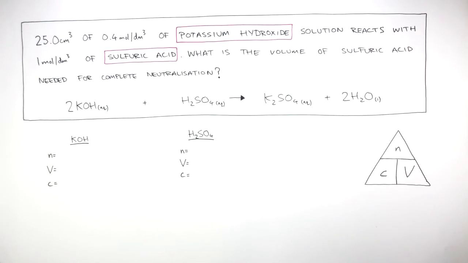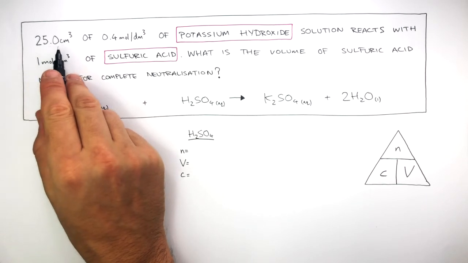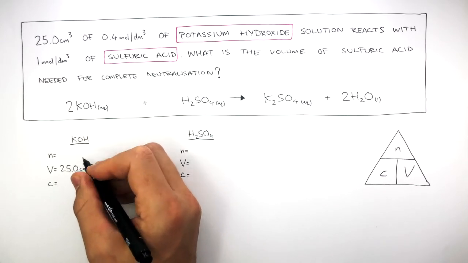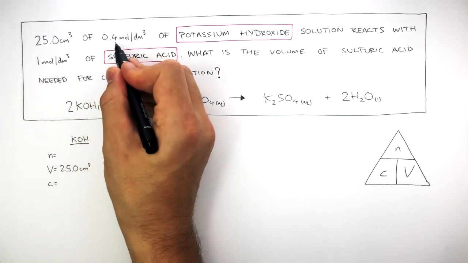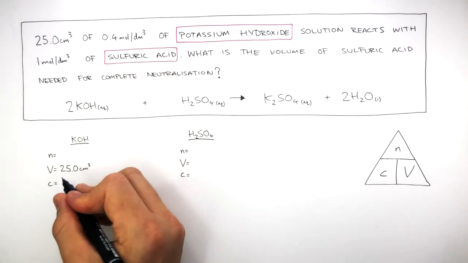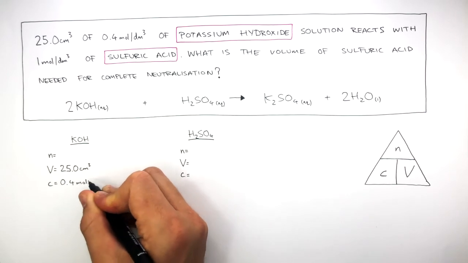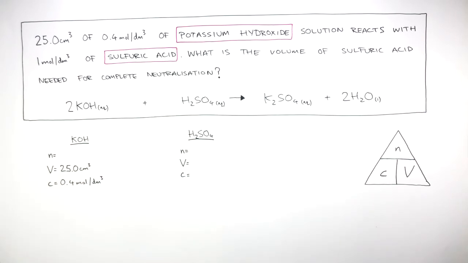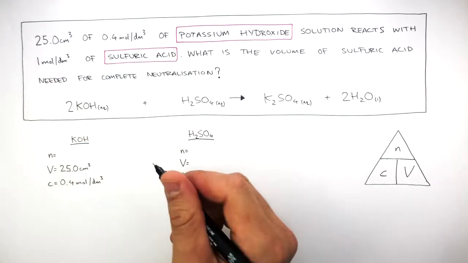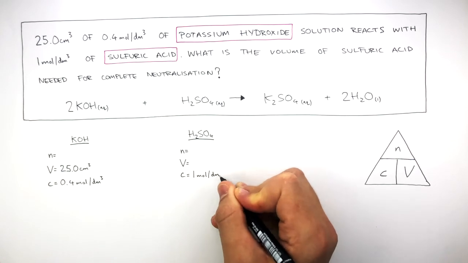The question tells us we have 25 cubic centimeters of potassium hydroxide, so we write 25.0 cubic centimeters next to the capital V. There is 0.4 moles per decimeter cubed of potassium hydroxide, so we write 0.4 moles per decimeter cubed next to the concentration. The question tells us there is 1 mole per decimeter cubed of sulfuric acid, so we write 1 mole per decimeter cubed next to the concentration.